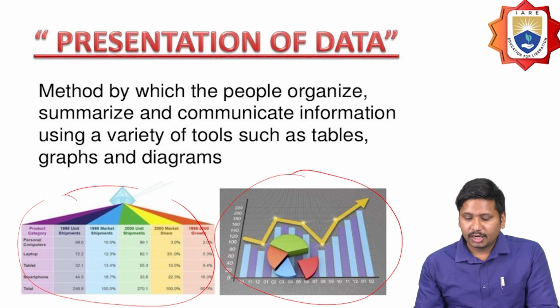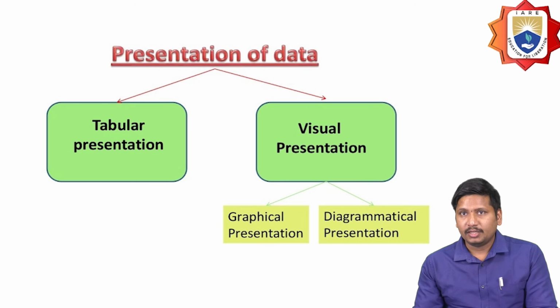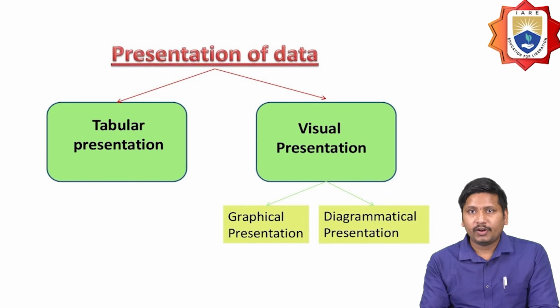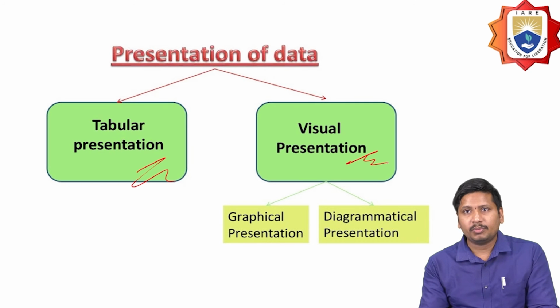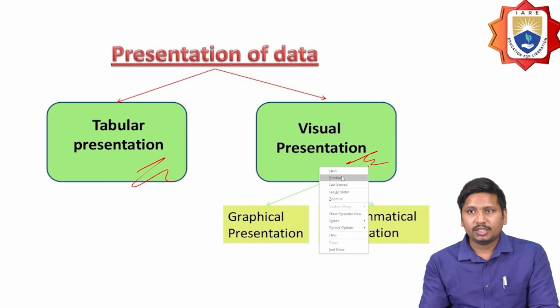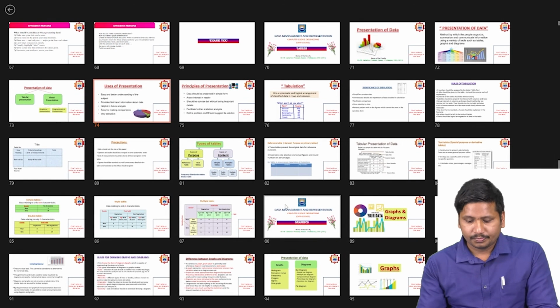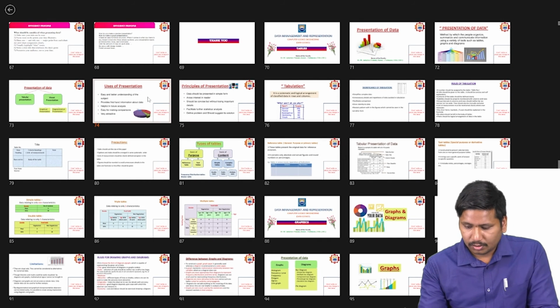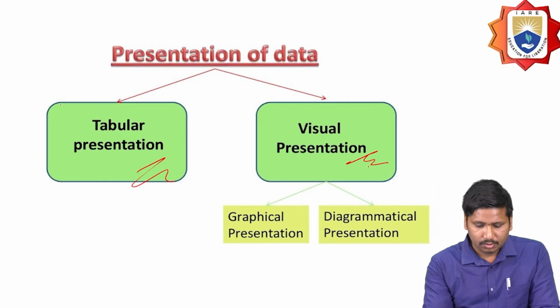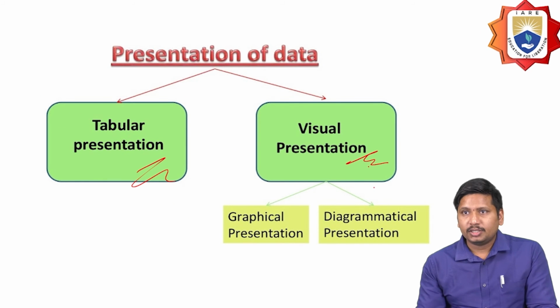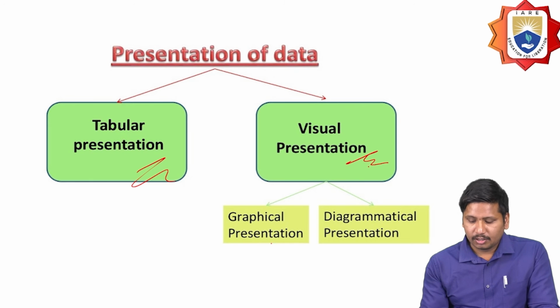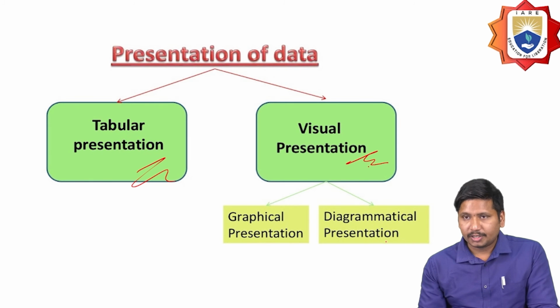Okay, so presenting the data is the method by which people can organize, summarize and then communicate information through a variety of tools like tables, graphs, and diagrams. And this presentation is divided into two categories, tabular and visual presentation. Visual presentation is again classified into two types, graphical presentation and diagrammatic presentation.